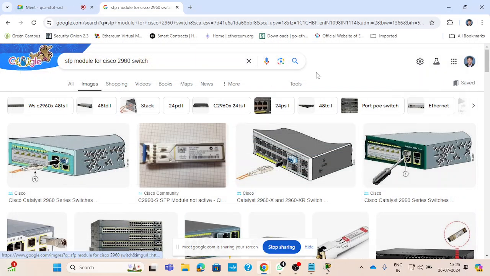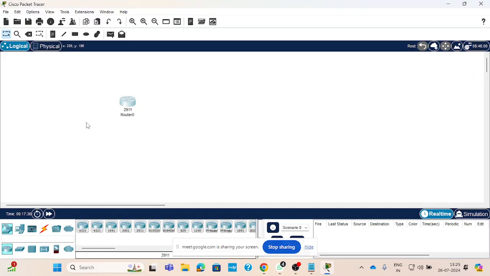If it is asking money, I will not do it. It's a free of cost Packet Tracer, I can do whatever I like.